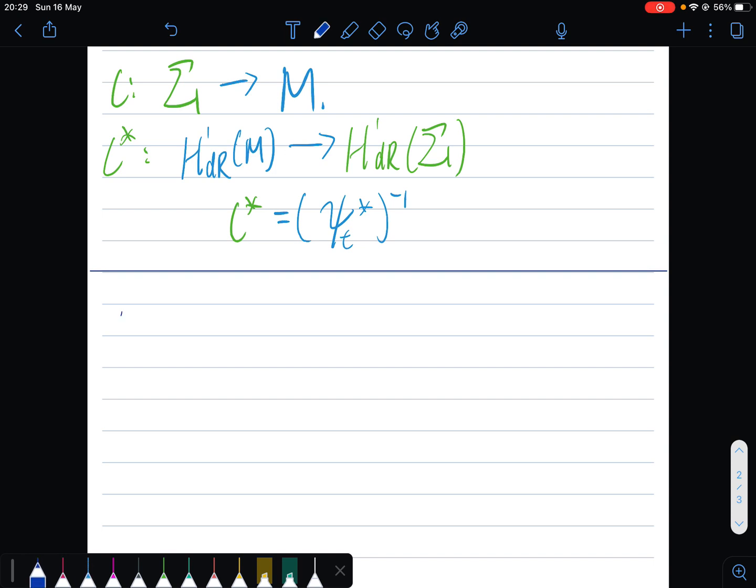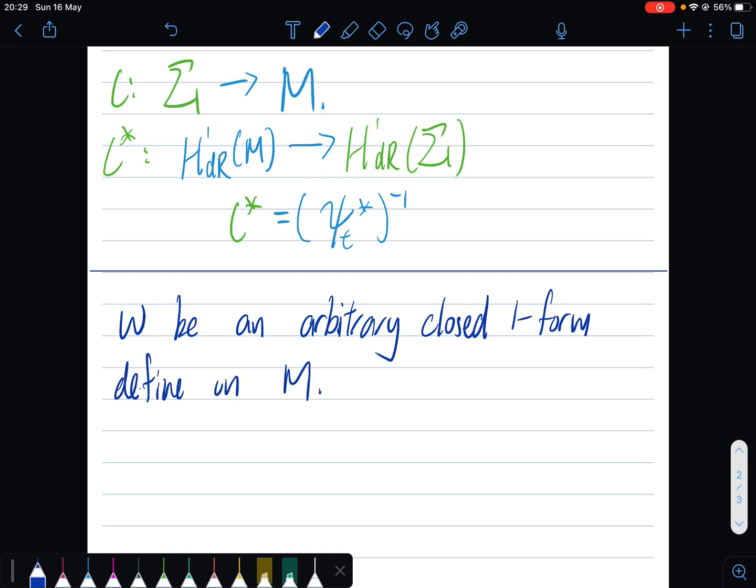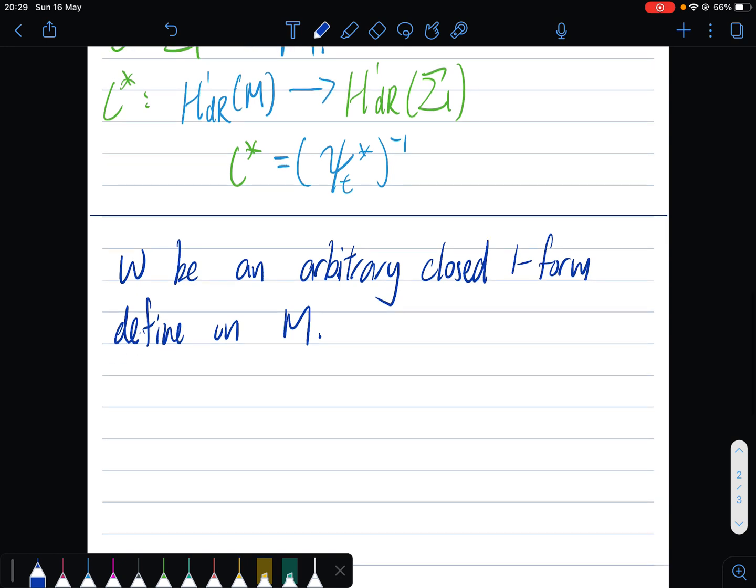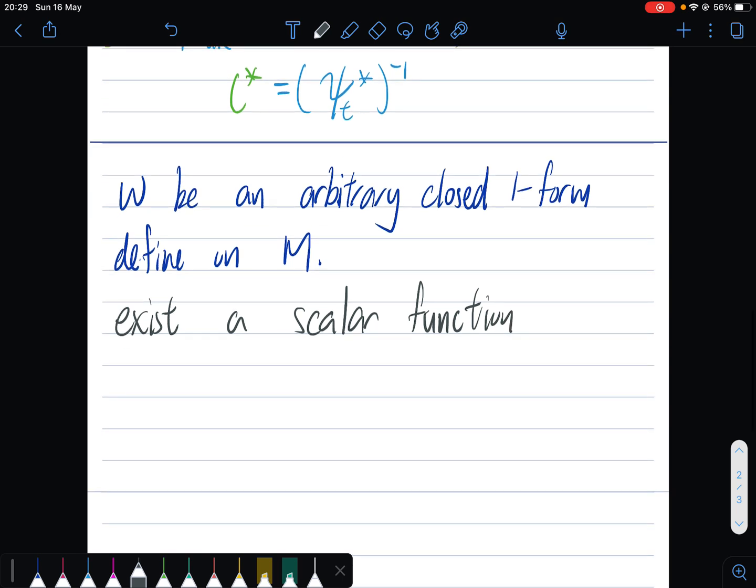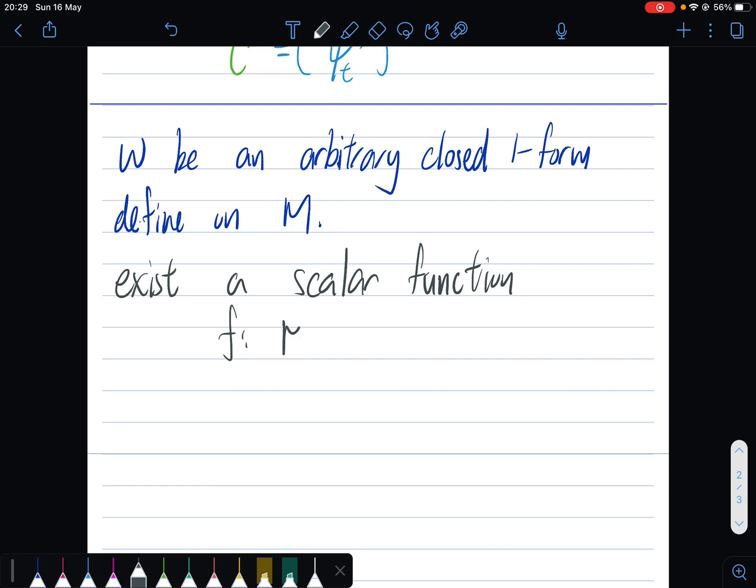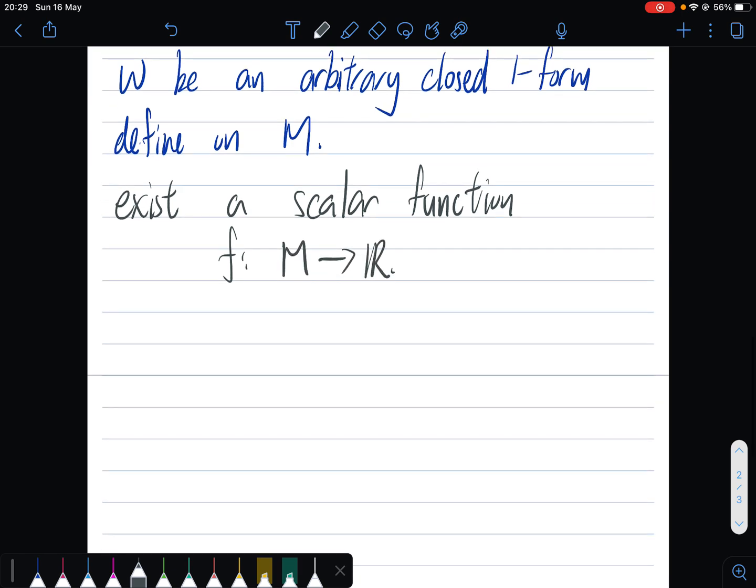First, we need to let omega be an arbitrary closed one form defined on M. And then there exists a scalar function f from the manifold to the real numbers. It is defined as f(x) equals the integral of this omega along this psi map.